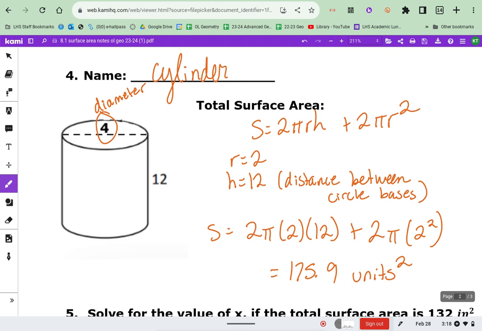So for this one, for the cylinder, the base of a cylinder is a circle, right? So the height is 12 because that's the distance between your circular bases.